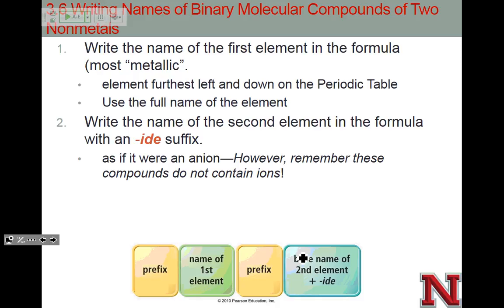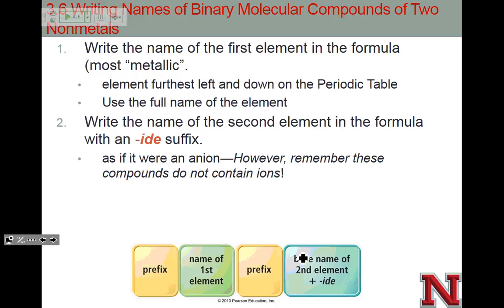And then the second element, we change the N to I. Like we were naming an ion, but we're not actually forming an ion. There's a reason for this. It has to do with what we call electronegativity and polarity in our bond, and we'll learn more about that later on again. There's a reason why we name it as an I, but it doesn't actually contain a full charge. It doesn't contain an ion.